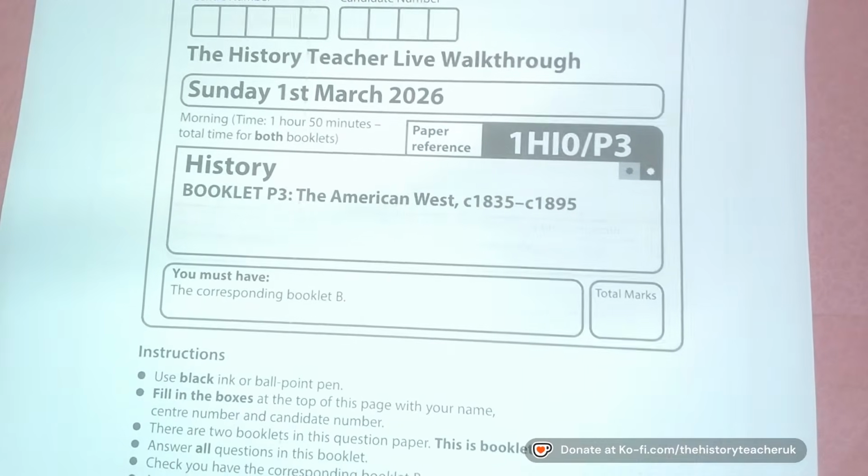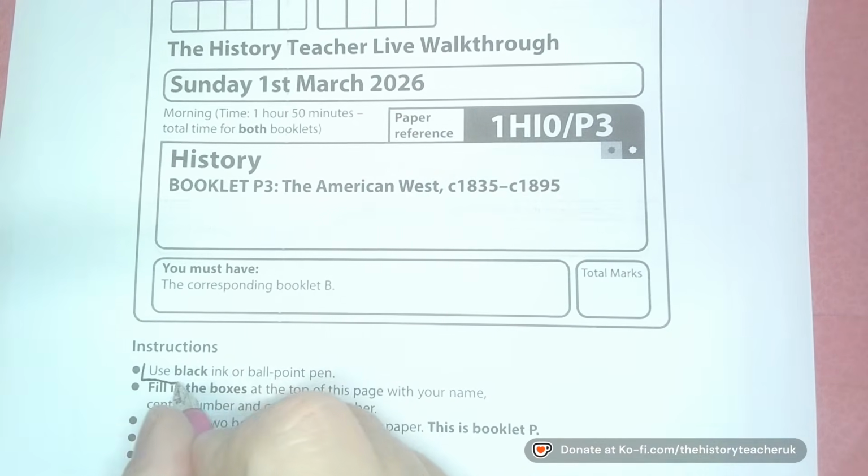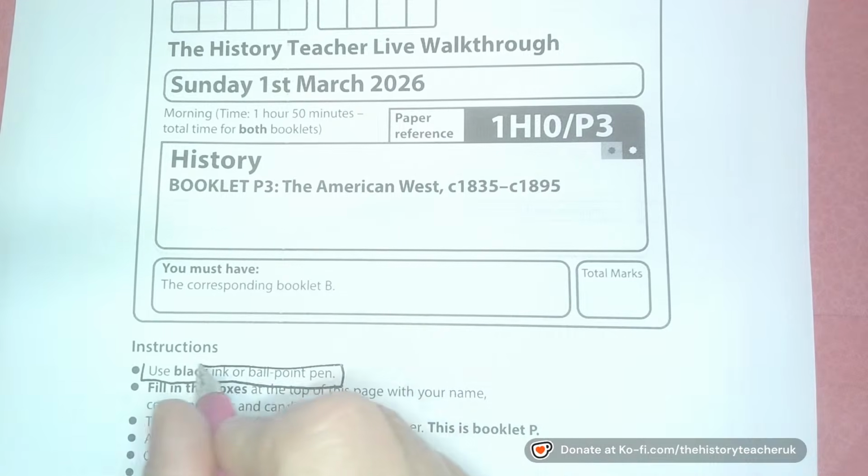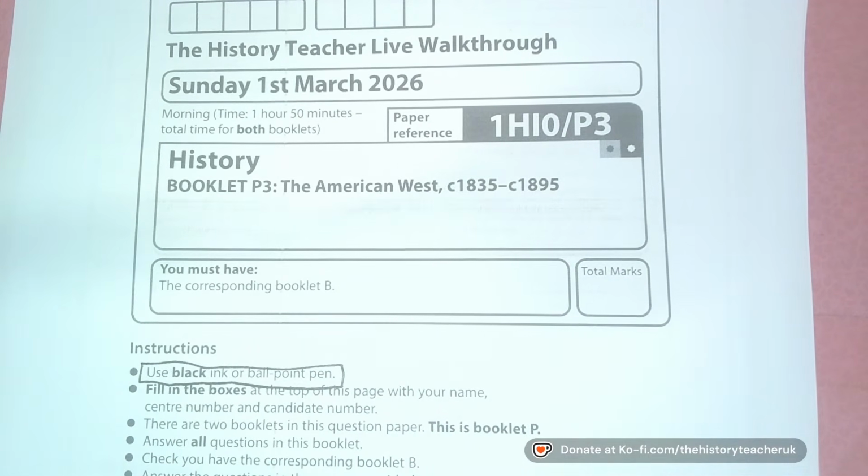Why do we need to use black ink? Because all the exam papers, when you have done them, are scanned into a computer, and then they're split up so that examiners never see your whole paper. They don't see your name. All they see is your individual questions. So that's the nicest and fairest way for examiners to mark them, and it is by far the best way for examiners to operate.